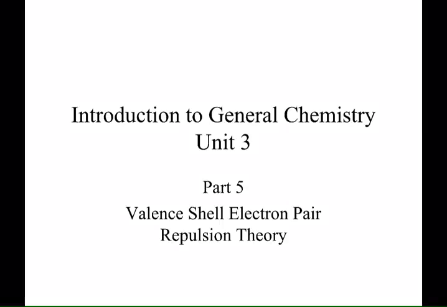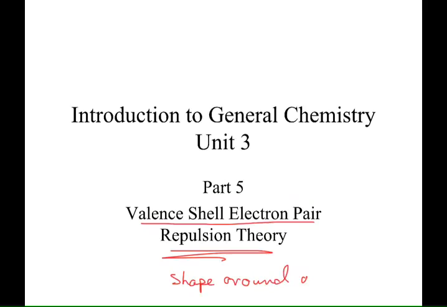We're going to continue to build on covalent compounds, or at least situations like polyatomic ions in which you have covalent bonds. And we're going to talk about shape. So this concept, I think it's pretty cool, valence shell electron pair repulsion theory, all that is talking about shape around an atom.